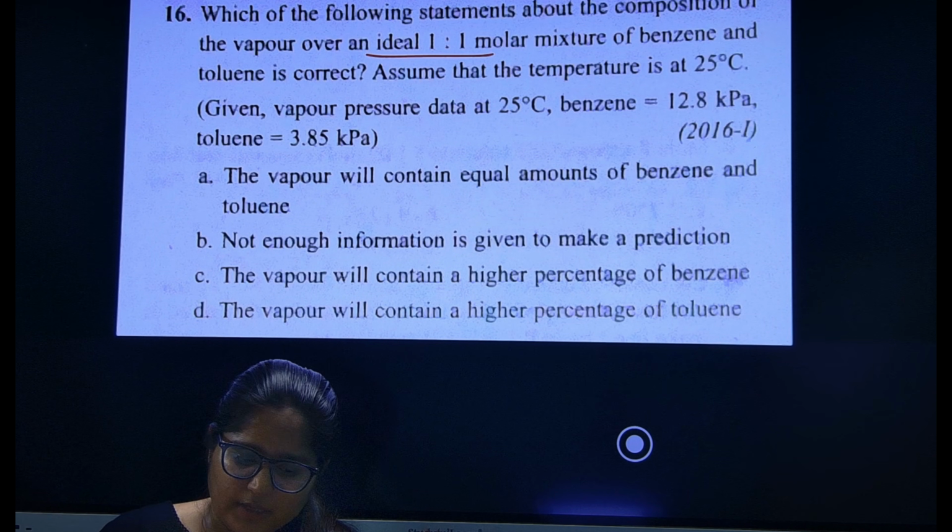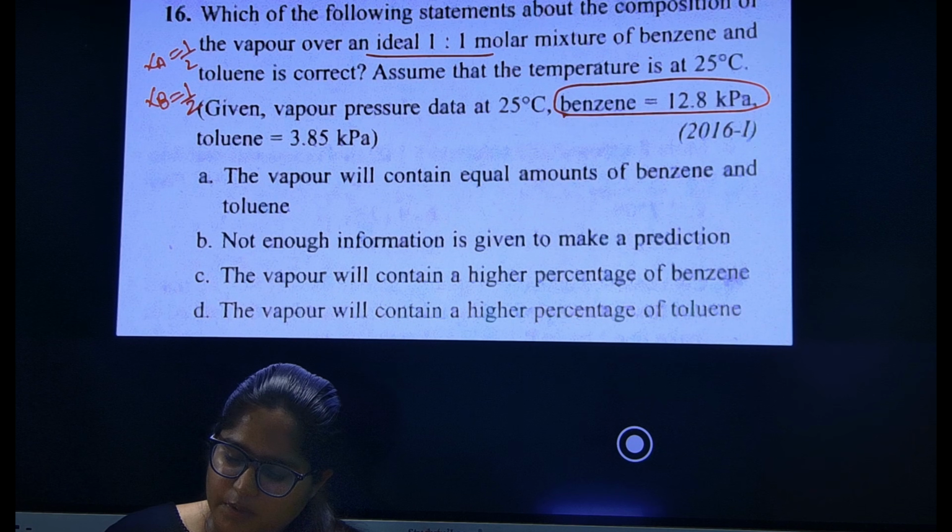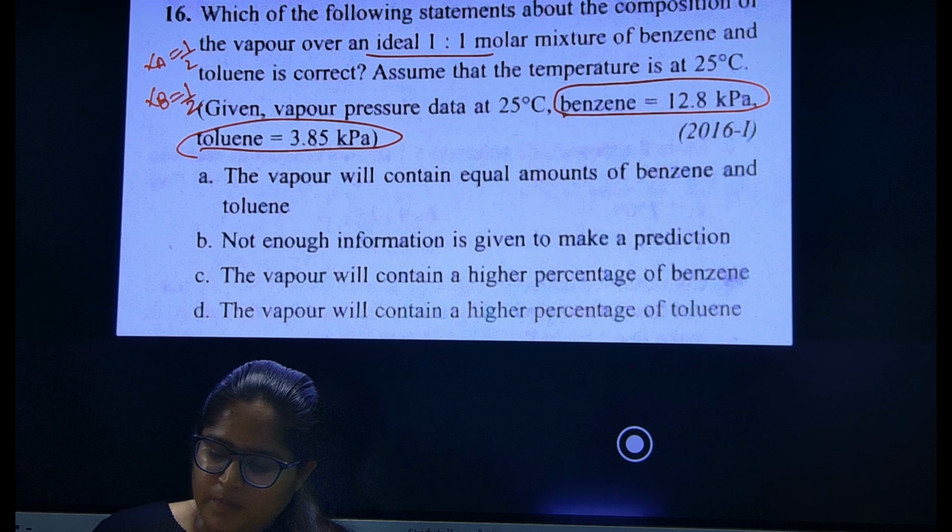So from here what I can say is that XA will be equal to 1 by 2 and XB will be equal to 1 by 2 without any doubt, for benzene and toluene. Assume that the temperature is this much. The vapor pressures of pure benzene, P naught B, and P naught toluene are given. The options: the vapor will contain equal amounts of benzene and toluene.